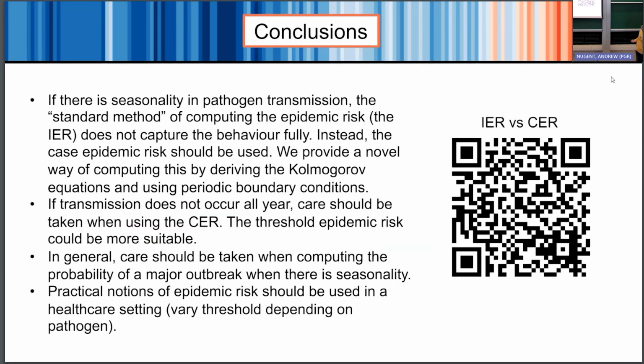So yeah, the conclusions are, I've introduced 3 notions of epidemic risk and told you that they're all rubbish in certain scenarios. But you should definitely use the IER if there's no seasonality or your pathogen is transmitted quickly or seasonality is limited. And you should use the CER when sustained transmission is possible throughout the year or most of the year. And you should use the TER when the others fail.